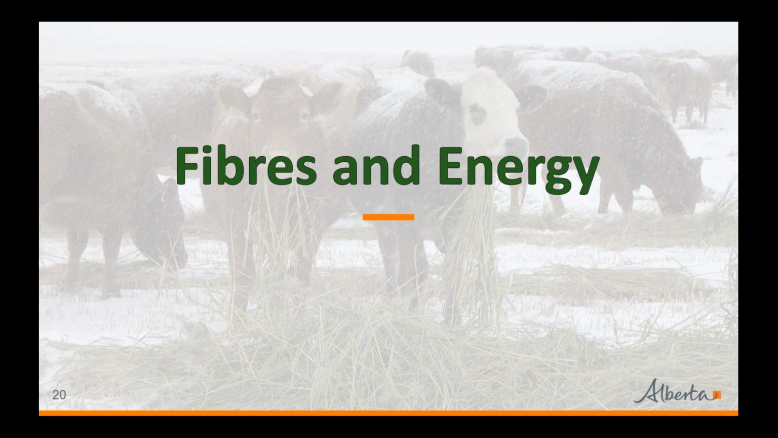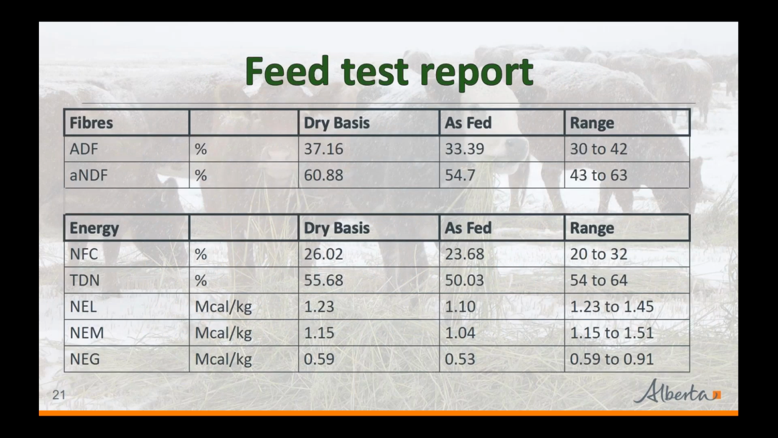Fibers and energy. Two of the fiber levels that we need to look at on a feed test report are acid detergent fiber, or ADF, and the second one is NDF. You can see that the numbers are, again, variable, with NDF being a minimum of 15 points higher than the acid detergent fiber.